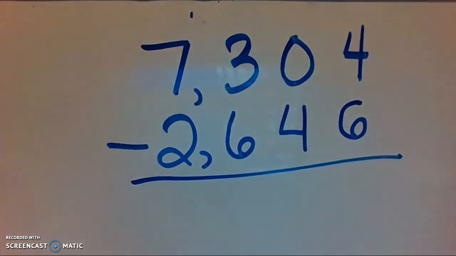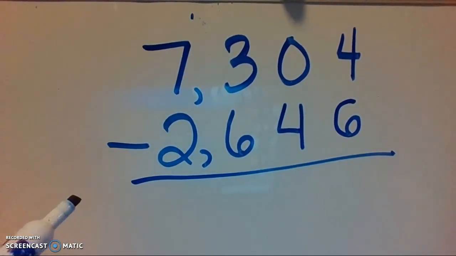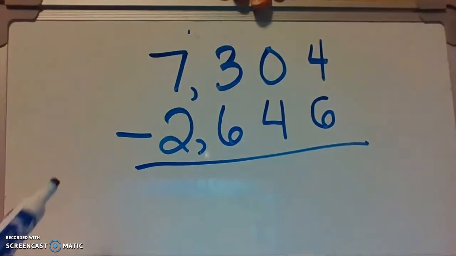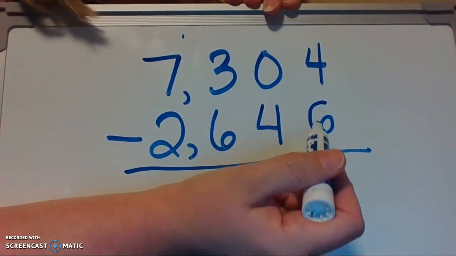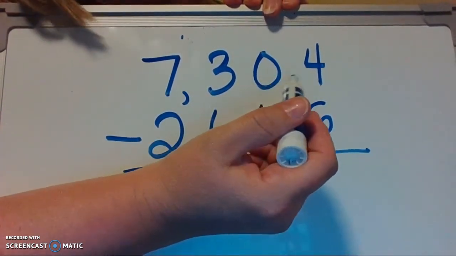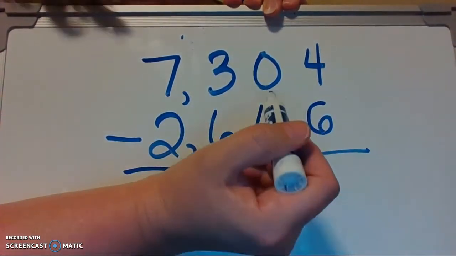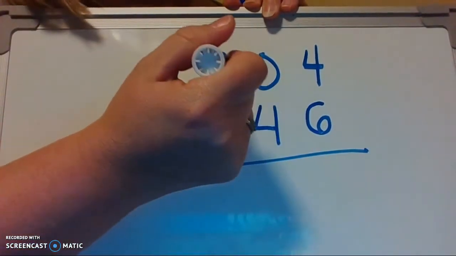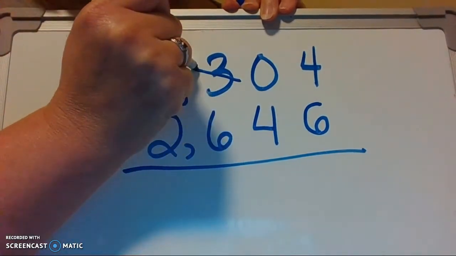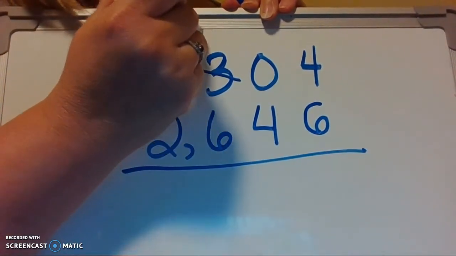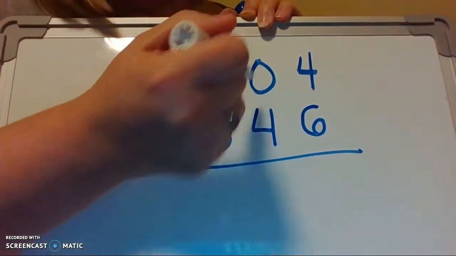Welcome back. All right, here we see 7,304 minus 2,646. So I'm going to start at my ones. 4 minus 6, I can't do. So usually I would come right over to my tens and regroup or borrow a 10 and break it apart, but I can't do that. So now I've got to move over to my hundreds. So I'm going to take my 300 and make this into a 200 because I'm borrowing 100 over here.